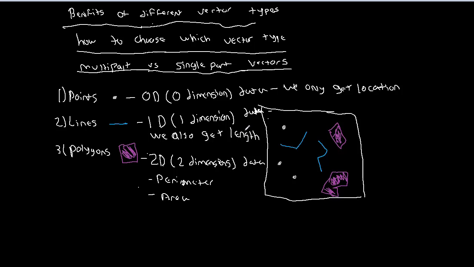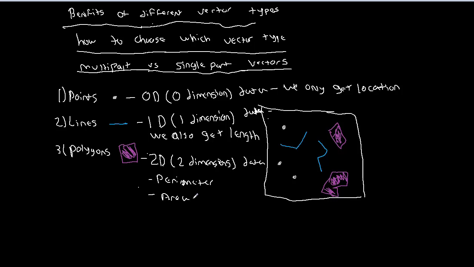But by and large, most data we're going to be dealing with is going to fall in either zero, so we get the location, two, we get the location and the length, or three, we get polygons, which gives us the locations, the perimeters, and the area. So hopefully this all makes sense.